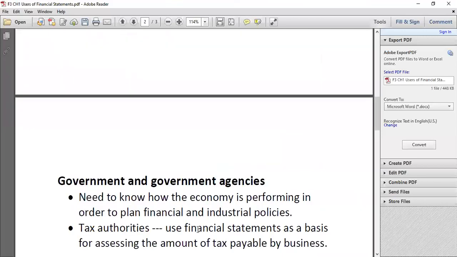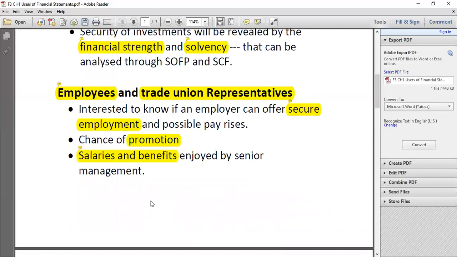Clear. Okay, so next one means they need two statements: statement of profit and loss and cash flow. Statement of financial position is not that much important. Cash flow will be important.